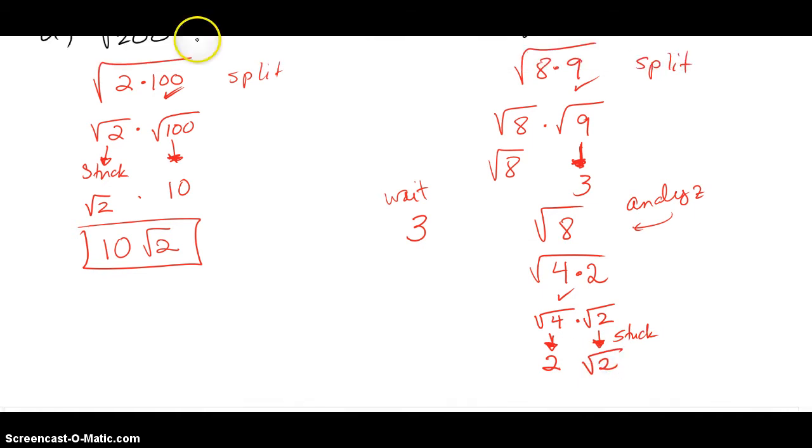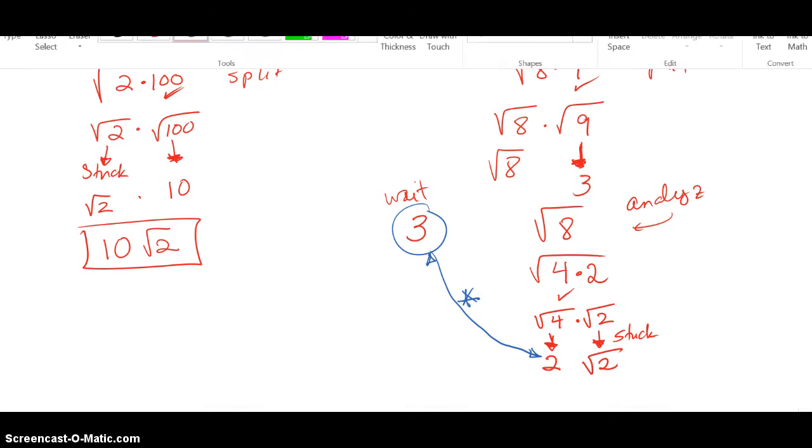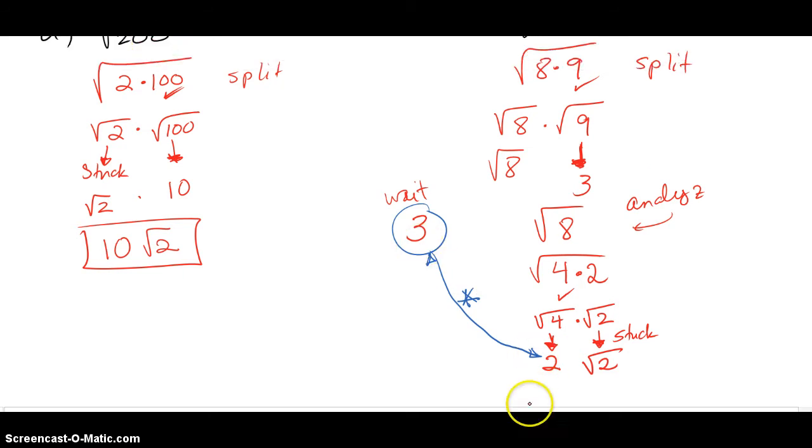Now pay attention because you had saved the 3 that was waiting, and whatever pops out gets multiplied with whatever was waiting. So our answer is going to be 3 times 2, which is 6, square root of 2.